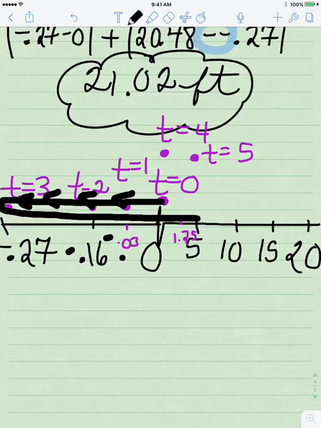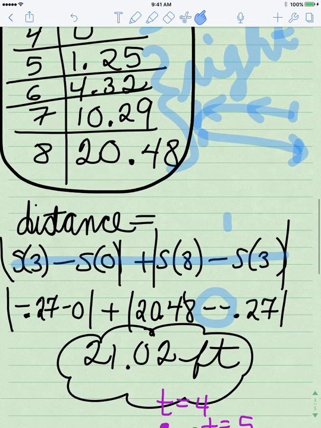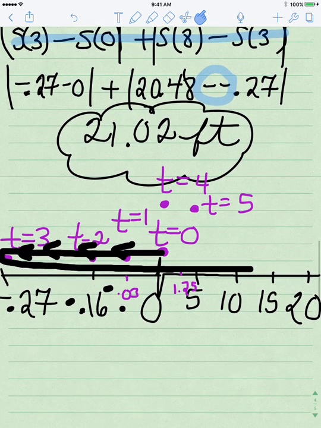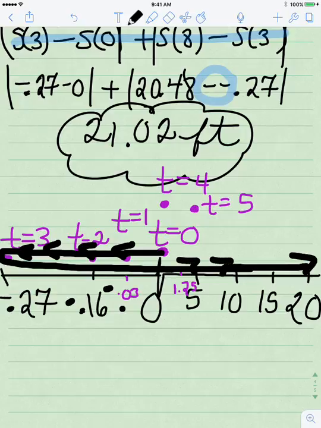At t is 5, I was at 1.25. If you go back to the chart, at t is 6, I think I'm at 0.432. Let's double check. And t is 7, t is 8, t is 9. I think we stop at 8. At 8, I'm at 20.48. So I just keep going in the positive direction. So that's what the diagram looks like. You don't have to put these arrows. I'm just putting them just to let you know what direction the particle is going in.